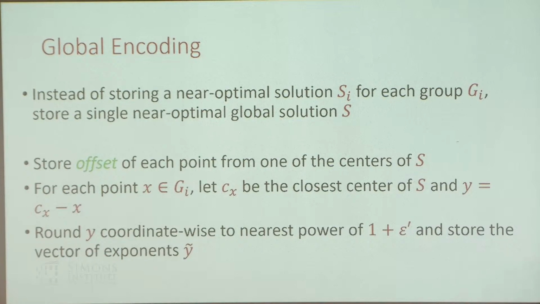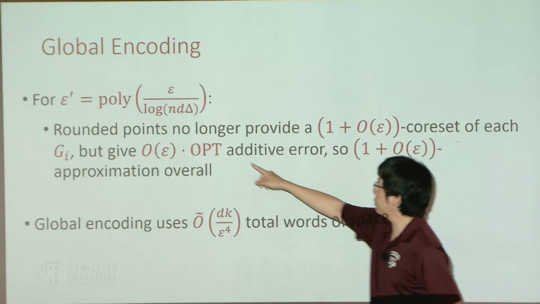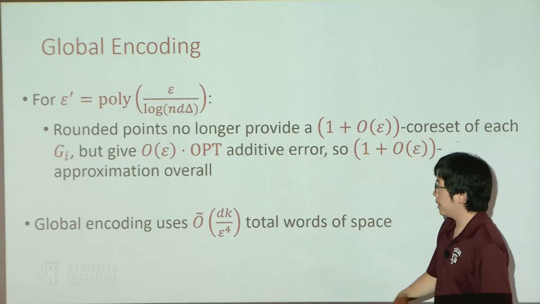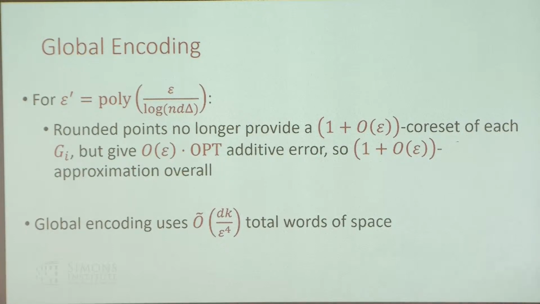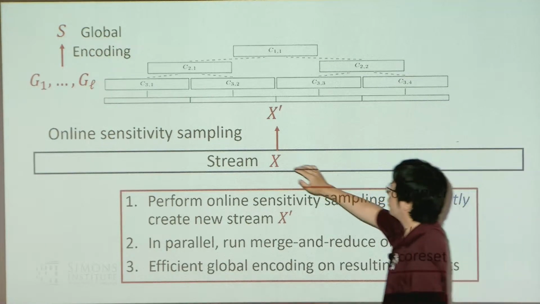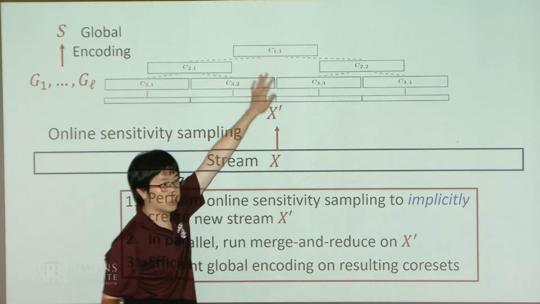You lose the property that these roundings are going to be a 1 plus epsilon approximation for each group. So the rounded points no longer provide a 1 plus epsilon approximation for each group, but it gives additive approximation error with respect to the global constant factor approximation, which is all that you need. So this global rounding gives a slightly weaker property than before. We don't preserve each of these core sets anymore. But the important thing is that we still preserve the core set at the top.